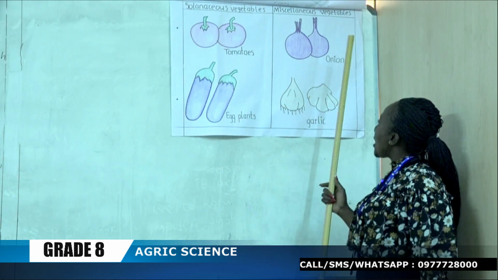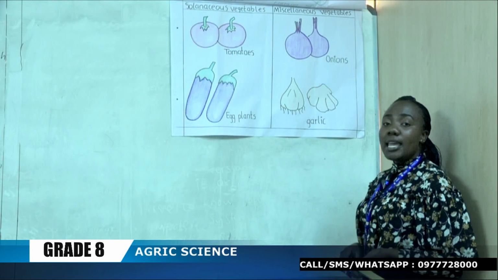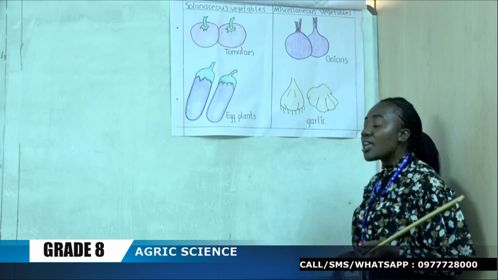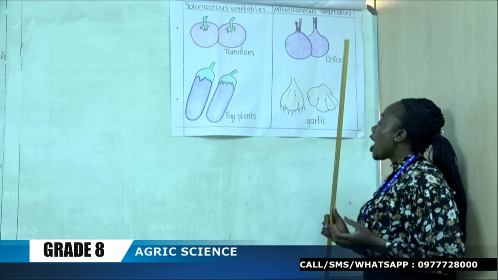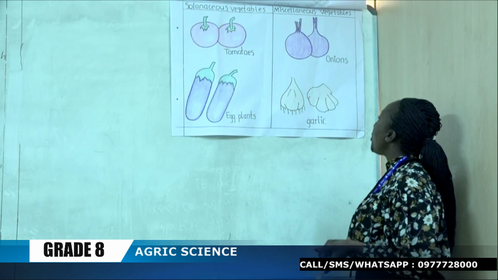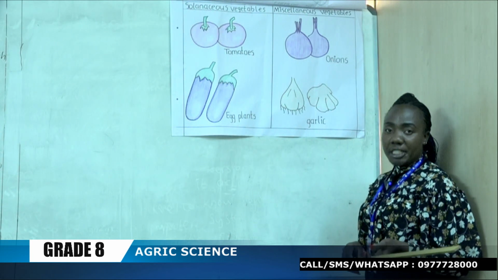So examples I have with me is onion. Onion is an example of miscellaneous vegetables. Apart from onion, I also have garlic. Garlic is also an example of miscellaneous vegetables.